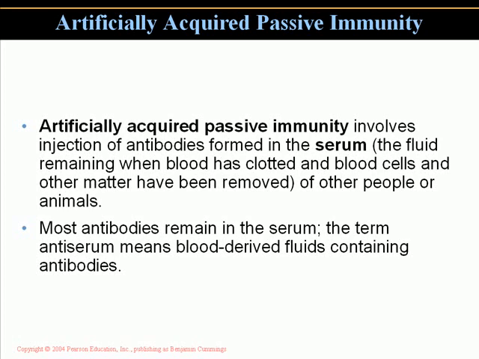Serum is a fluid from which, once the blood has been clotted, the blood cells and other matter have been removed. It can come from other people or from other animals. Most antibodies remain in the serum. The term antiserum refers to serum derived from fluid containing antibodies.